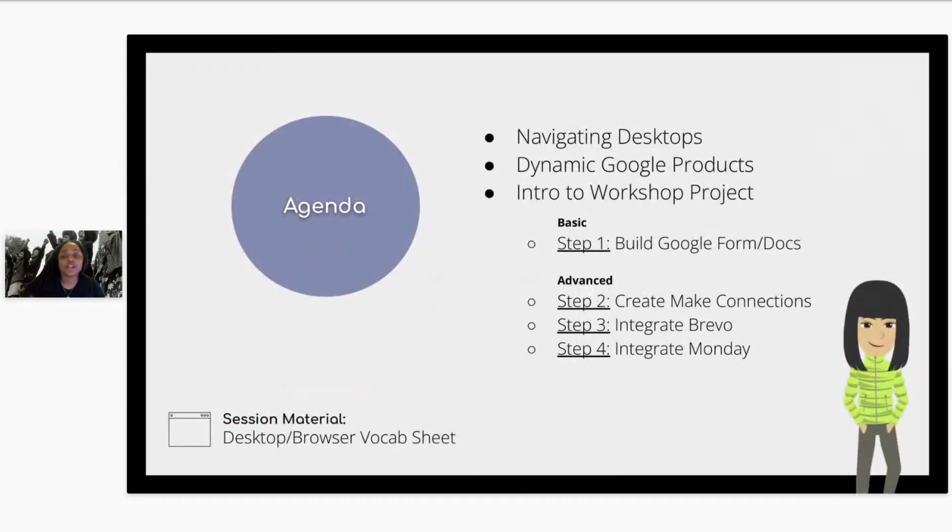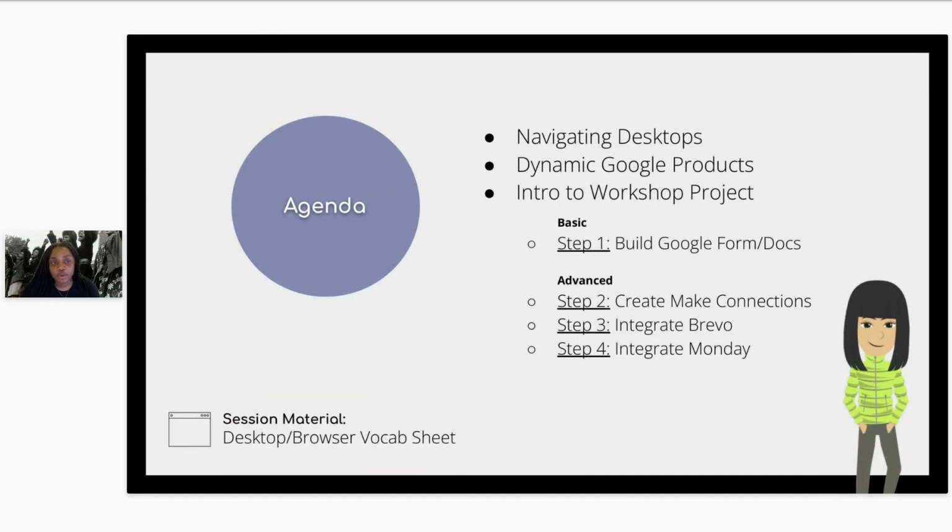For today's workshop, we're going to learn a bit about navigating desktops. We'll then talk about dynamic Google products, the whole entire Google product suite. And then we will have a full on workshop project that we'll produce together. We're going to be creating some automations with our digital literacy skills.